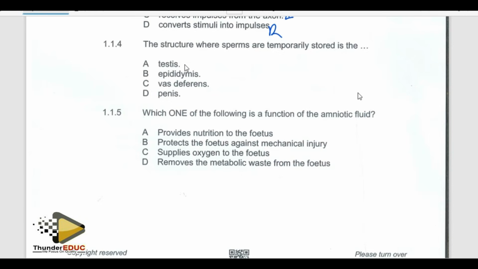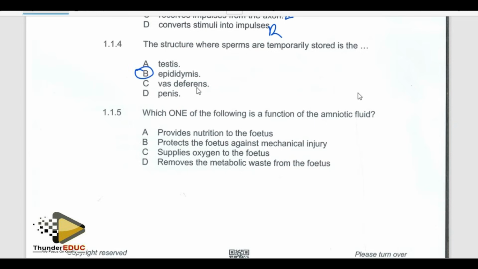Hence, we will not take testes. Epididymis, that's where sperms, when they are produced in the seminiferous tubules, are not yet mature to full capacity. So these sperms go to the epididymis and stay there for a short period of time so that they can mature fully, and then they can be used for fertilization. So the answer becomes B.